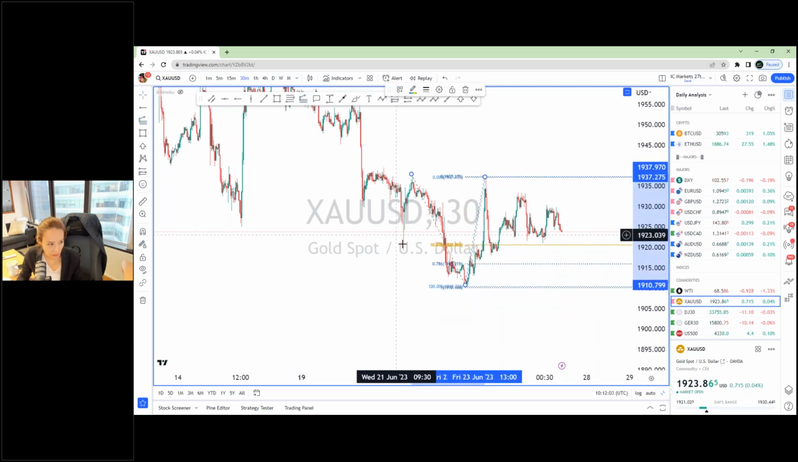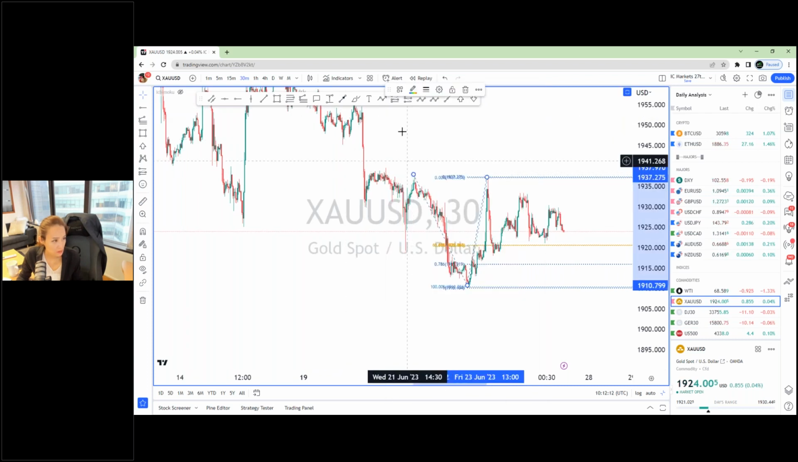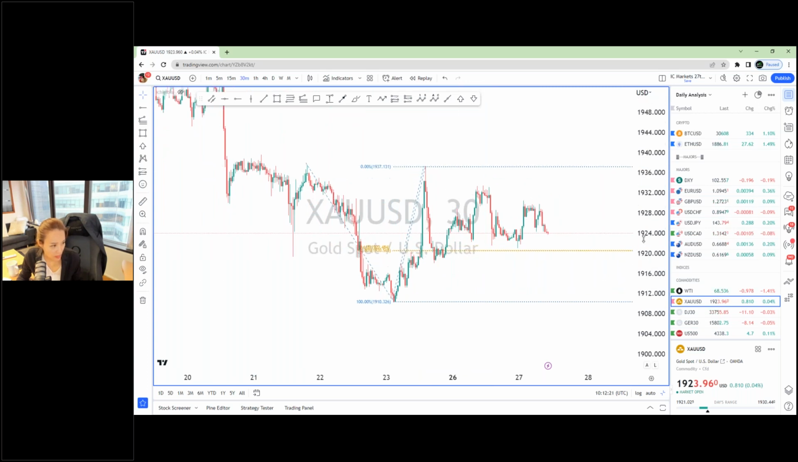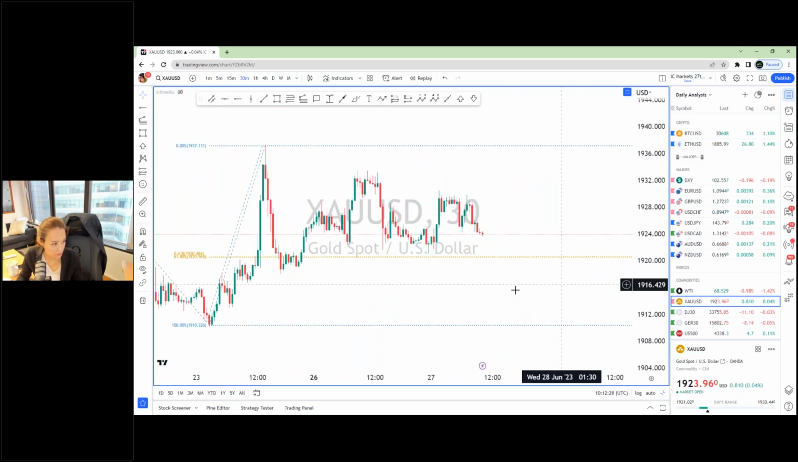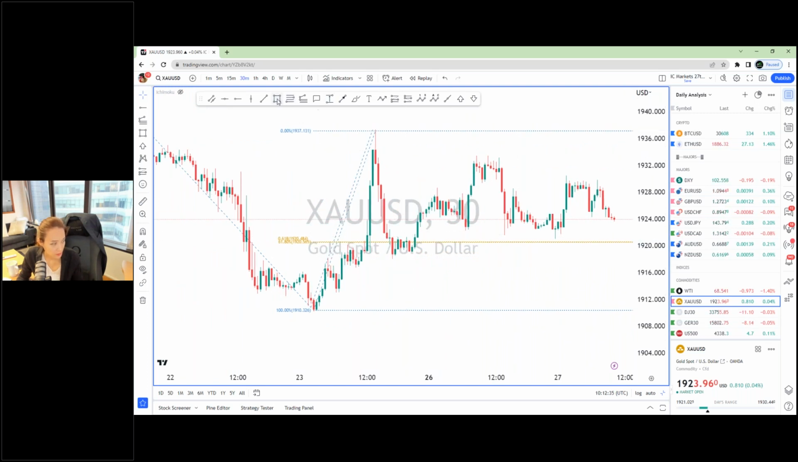Okay, again, this is a zone. We have 61.8 projection. Like this is the zone. We have 61.8% projection and 61.8% retracement. If you were to zoom in from here, price almost touches this.